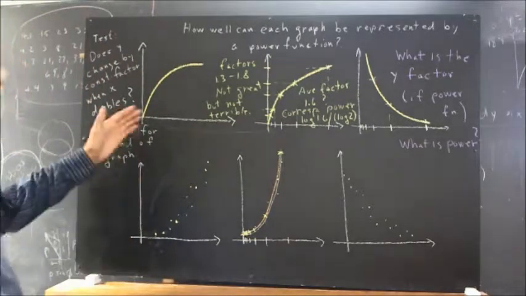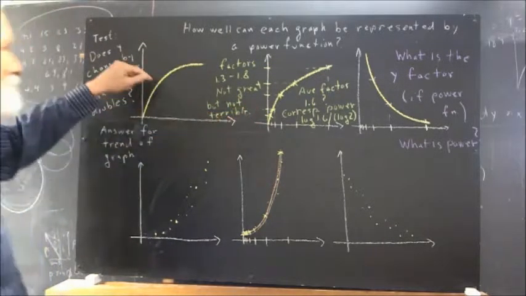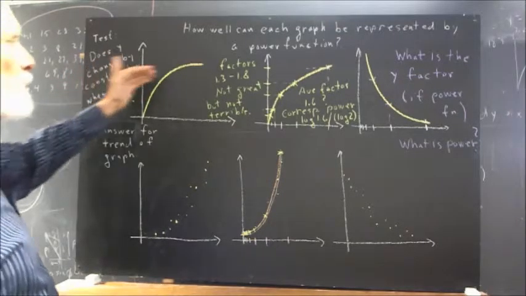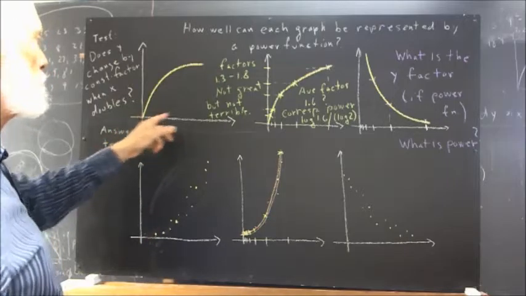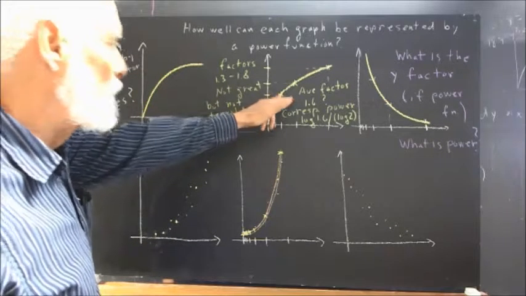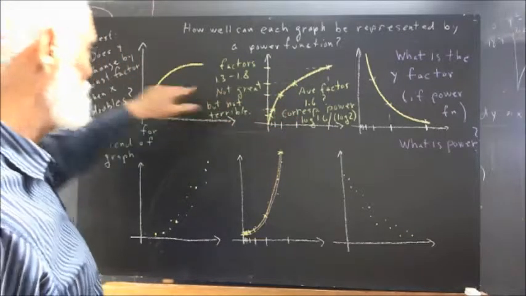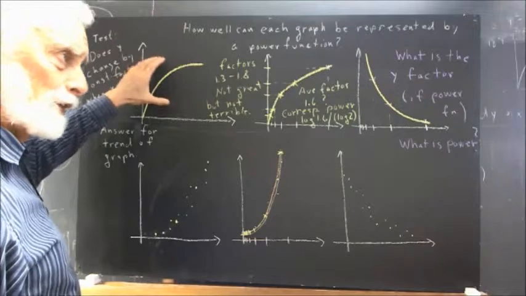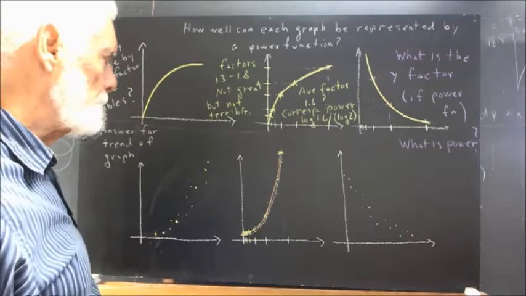Now, what happens here even more. The y factor is going to decrease dramatically as you continue to double your x's. And whatever's wrong with this one is wrong with this one to a much greater degree. This is going to clearly not be a power function.